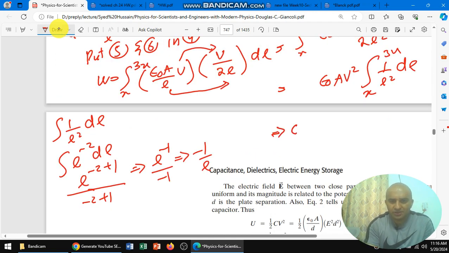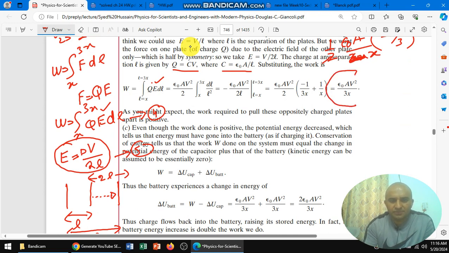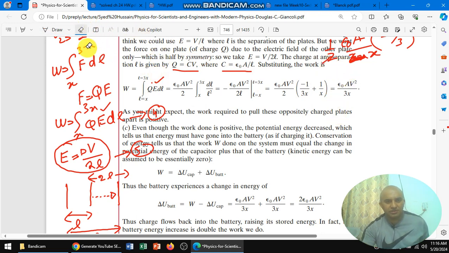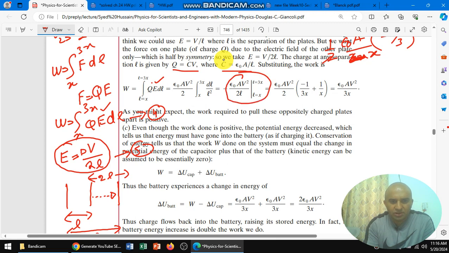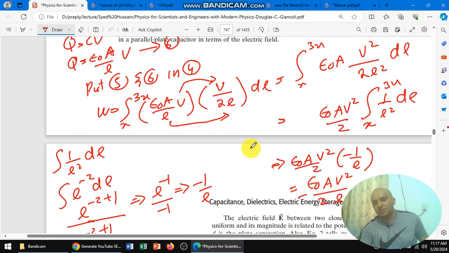So epsilon naught A V square into minus 1 over L gives us epsilon naught A V square over L, with a negative sign. Then we put the limits of integration. The 2 is also a constant, so we have epsilon naught A V square over 2L, and the limits of integration are x to 3x.